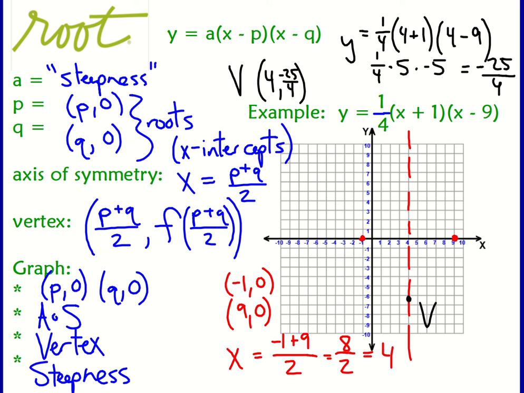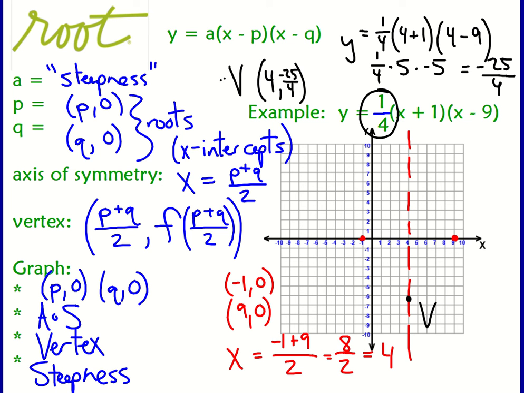If it's not on a grid mark, then you should either label it on your graph or make sure that you have it labeled with a V somewhere in your work. Next, I will want to go ahead and put the steepness on. So in this case, the A, or the steepness, is 1/4. That does not mean, like slope, that I would go up 1 and right or left 4.